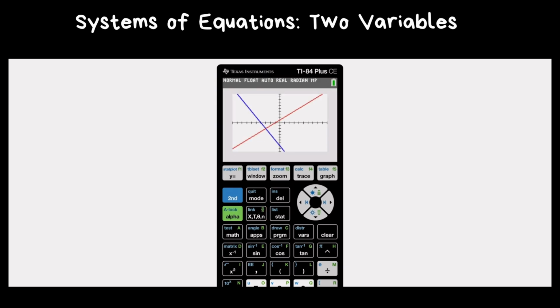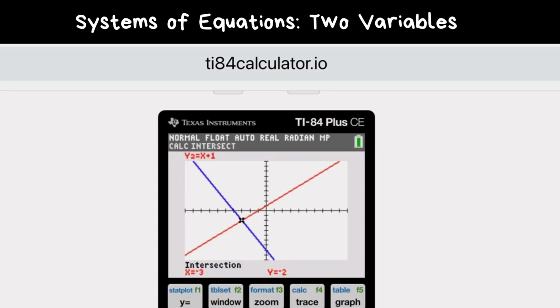I might have to change my window. No, I do not. Looking at the graph here, I can see that they intersect. I can trace along it, or remember from prior videos, I can do second calculate, which is up there along the top row. And I'm going to go to intersection, which is option 5. Enter. It's asking me, is this one of the lines? Yes. Enter. Is this one of the lines, the red one? Yes. Enter. If I want to guess, I can. I usually don't bother. It looks like the point of intersection is negative 3, negative 2.